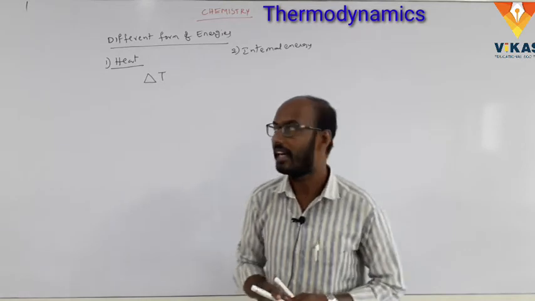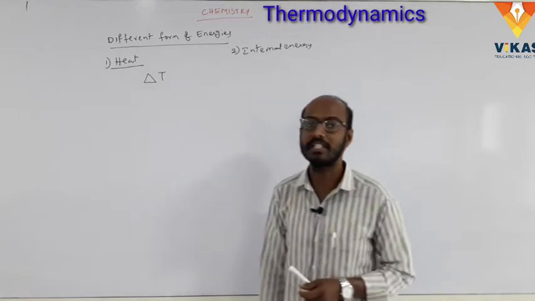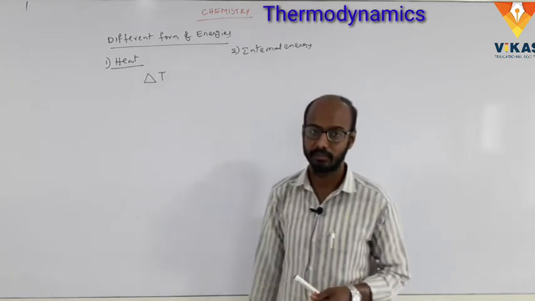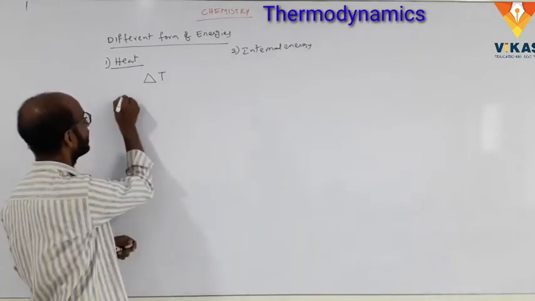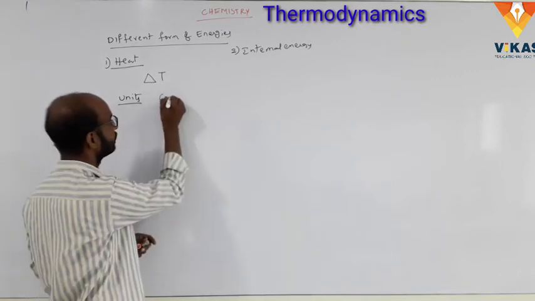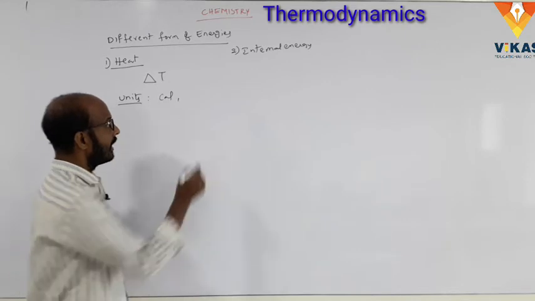It is a form of energy. The heat flows from one system to another system due to a difference in temperature, and that is called heat. What are the units of heat? Generally it is measured in calories, and also expressed in joules.